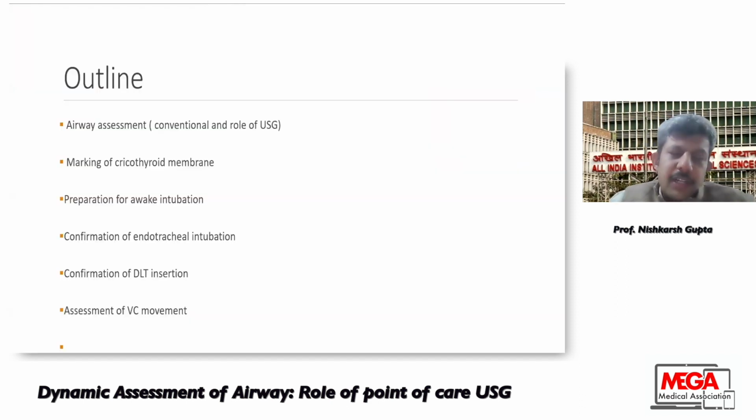So I will be covering my talk under the following heads. I'll be discussing the role of ultrasound in airway assessment. How do we mark the cricothyroid membrane? The preparation for awake intubation. How do we confirm endotracheal intubation? Confirmation of the DLT insertion and assessment of the vocal cord movements.